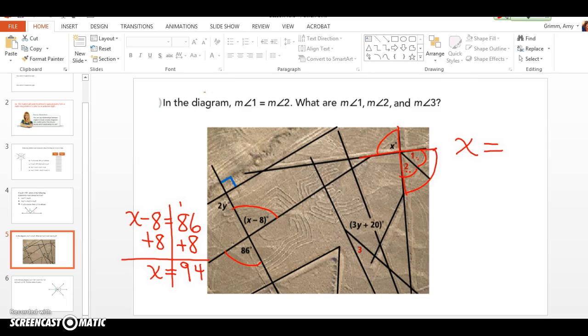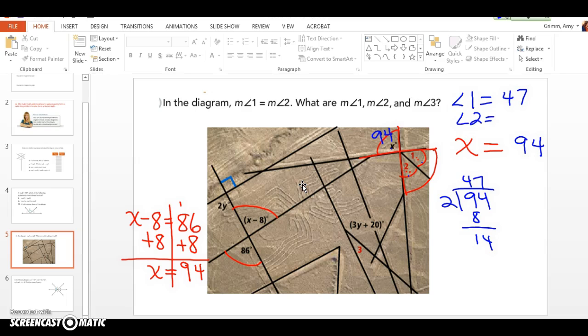So now can I figure out what 1 and 2 are? Yeah, because here's an x, right? We just said x is 94. So how do I figure out 1 and 2? 94 divided by 2. So what's 94 divided by 2? I'm getting 47. So x we said was 94. So the measure of angle 1 is 47. And the measure of angle 2 is 47. They're the same.